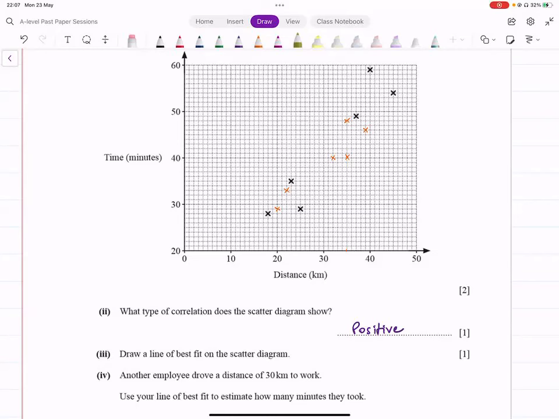So let's do that. Let's draw a line through these points. Now it doesn't have one single answer. Different people can end up with different lines here, and that's perfectly okay. Let me try one here.